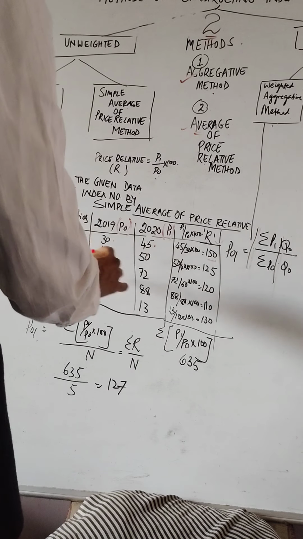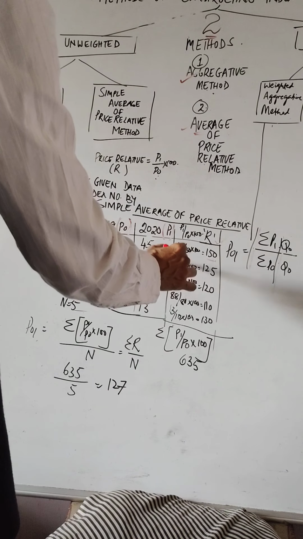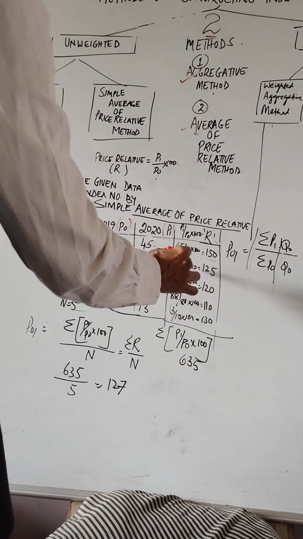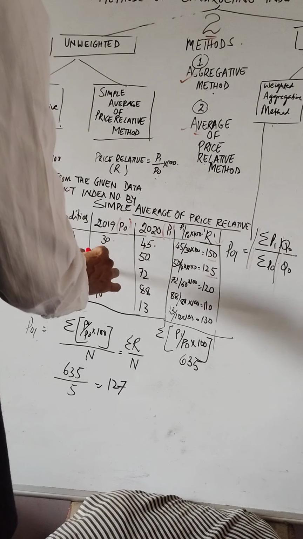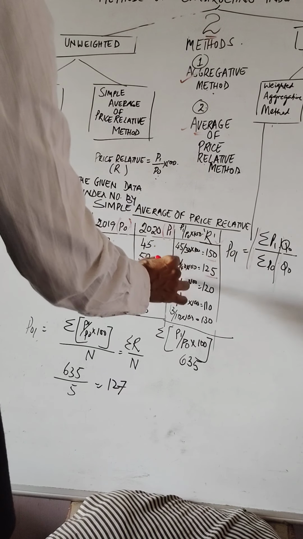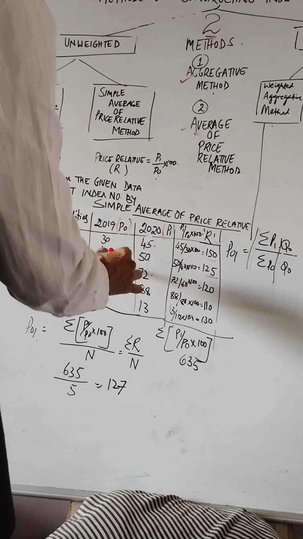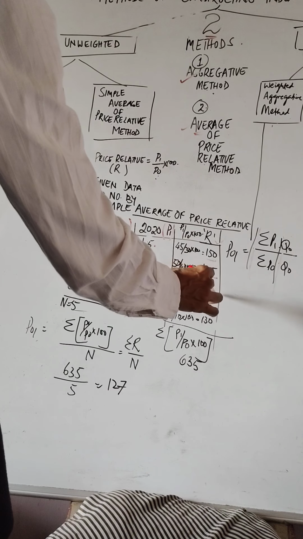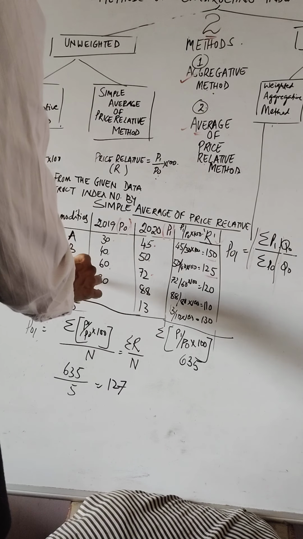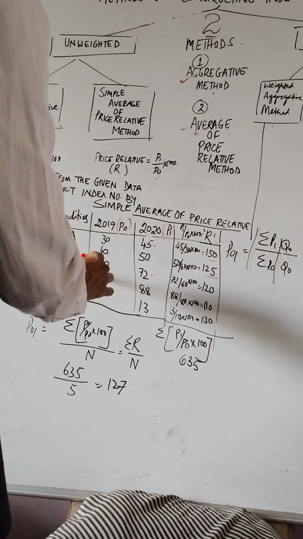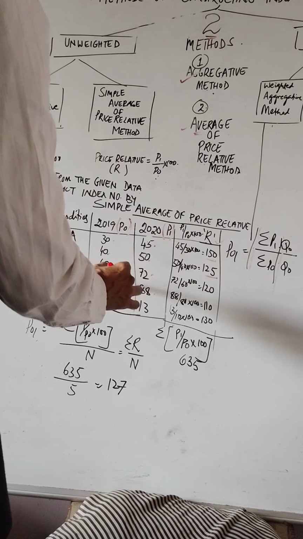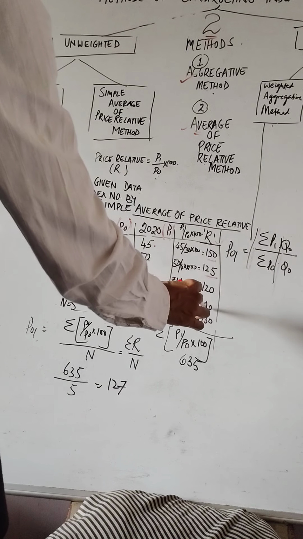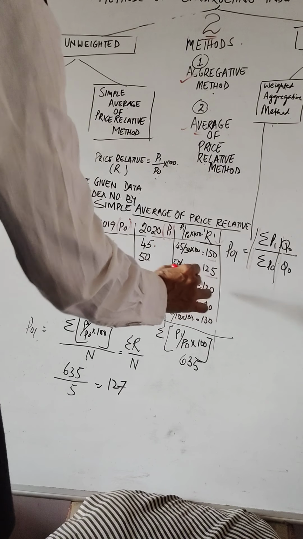Take commodity B. Take P1 price 50. Okay, 50 is the current price. Take the base year price as 40, into 100, and what you get is 125. For C commodity, the current year price is 72, divided by the base year price 60, into 100, and you get 120. Now let's take D commodity. The D commodity's current year price is 88, divided by the base year price of D, P0, into 100, and what you get is 110.